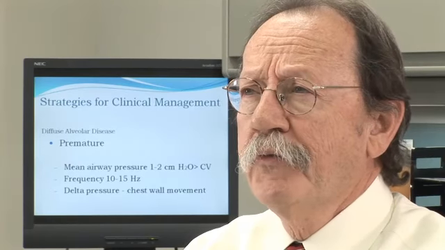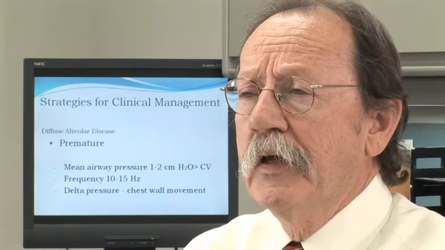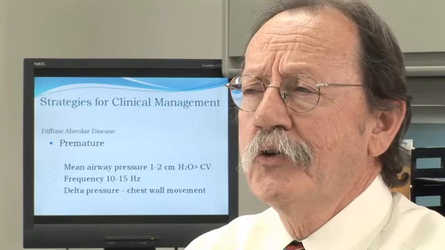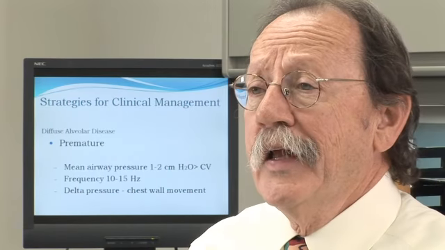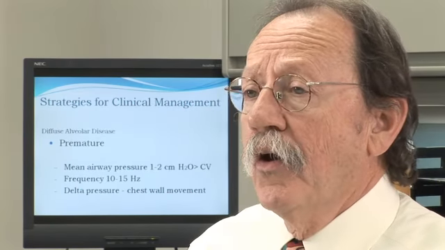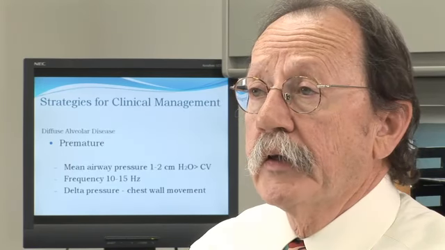Well, let's now move on to how do you actually use the ventilator for different lung diseases. Well, for diffuse alveolar disease in the preterm infant, you would start with a mean airway pressure that's 1 to 2 higher than the patient has on the conventional ventilator, and frequencies of 10 to 15 hertz are appropriate. So the smaller the baby, the higher the frequency would be reasonable to start with. And you don't want a lot of chest wall movement, so you want to see a very small amount of vibration, and then you adjust that as needed for the carbon dioxide level on the blood gas.